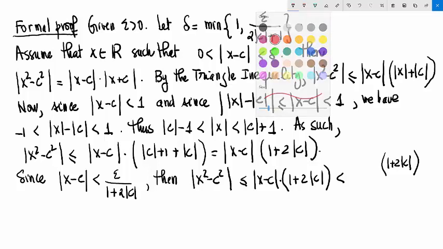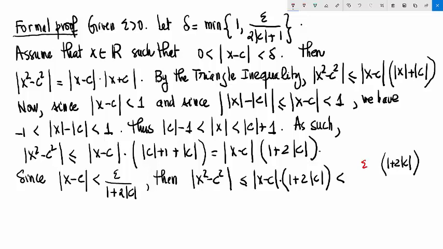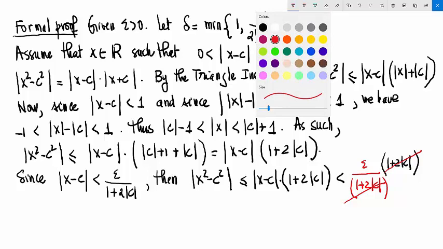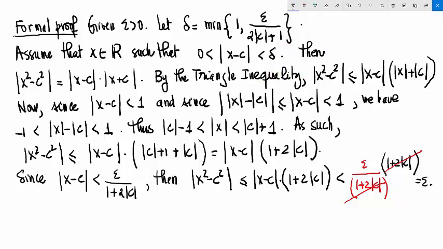Here, this is the punchline, right? This is less than epsilon over 1 plus 2 times the absolute value of c, and these two cancel each other out, so we get epsilon. Very good. Therefore, we conclude that the limit of x squared as x is approaching c is equal to c squared.